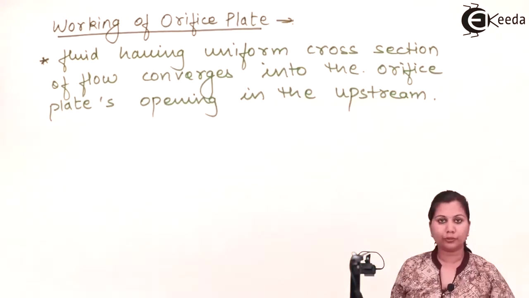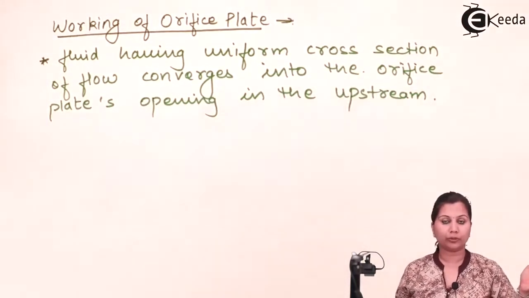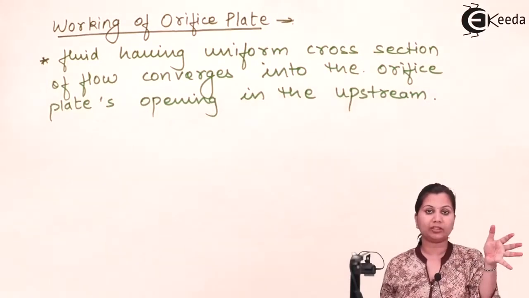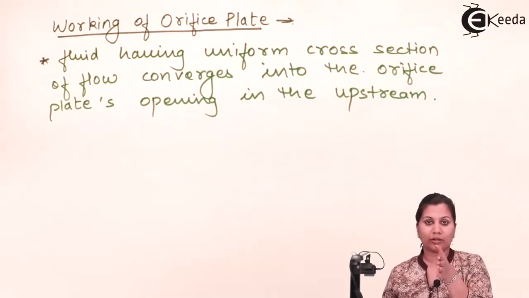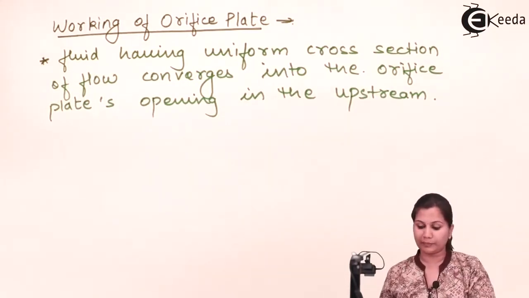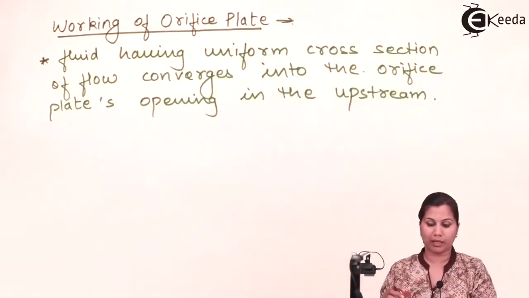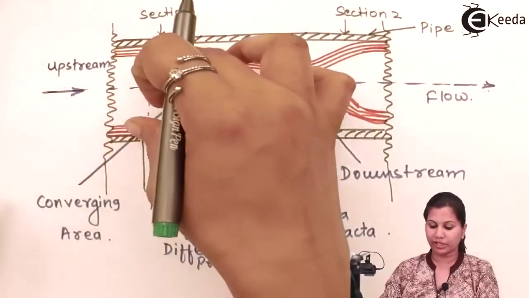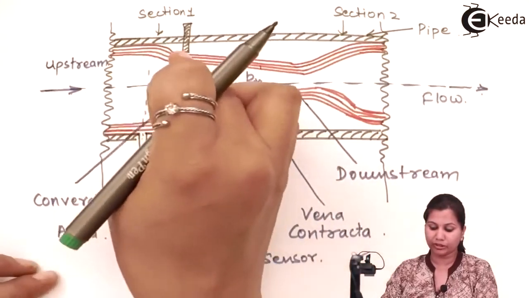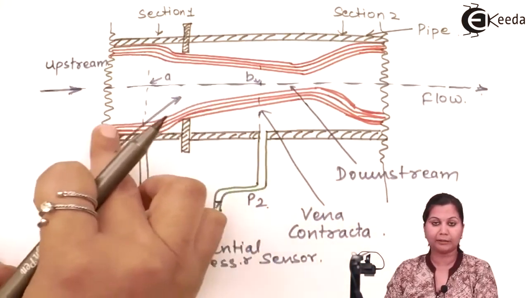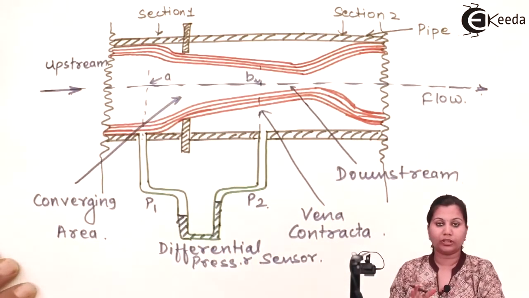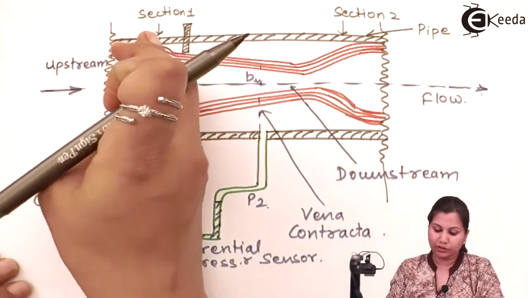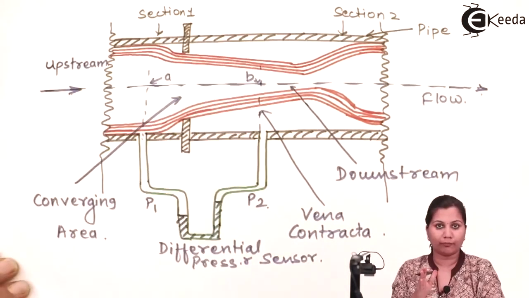So first of all, the fluid which is moving has a uniform cross section of flow, meaning when the fluid is flowing in the pipe, it is having uniform velocity while flowing. Now as soon as it comes in contact with the orifice plate, the orifice plate is having first the converging part. Okay, so first the converging area is here. You can see that before this converging area we are having a flat part here, to provide the uniform flow of the liquid. So up till this position the fluid is having a uniform velocity.